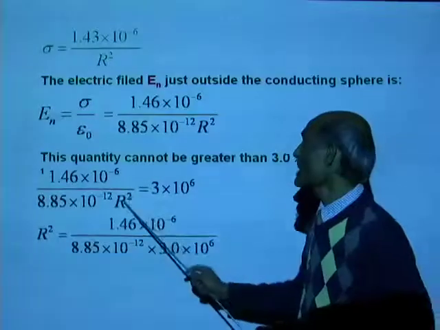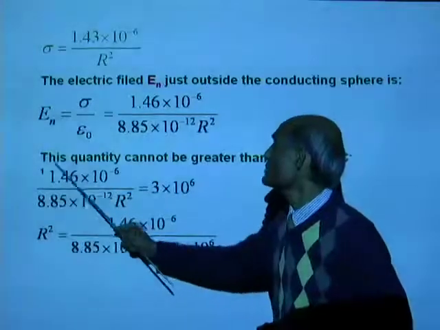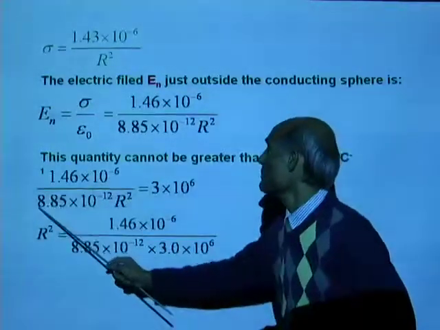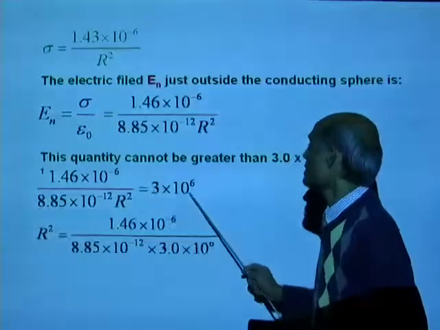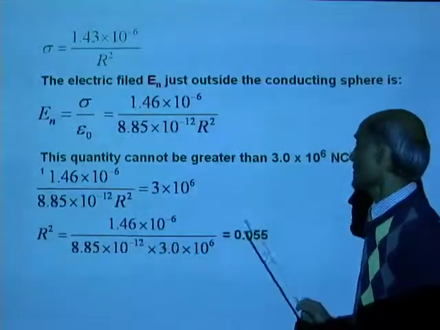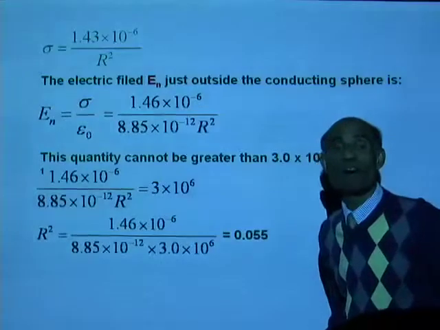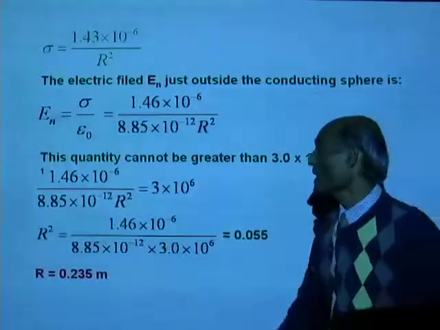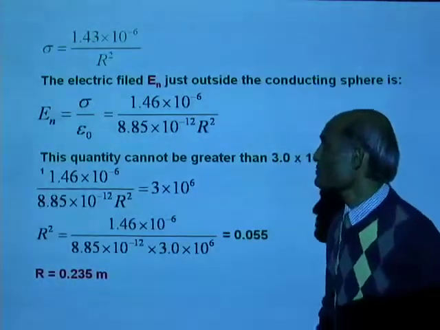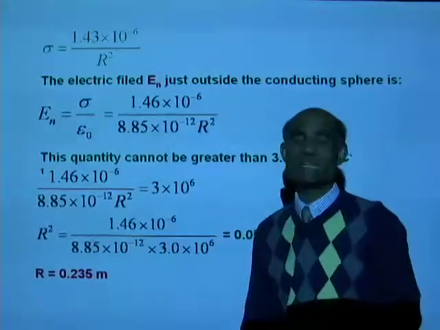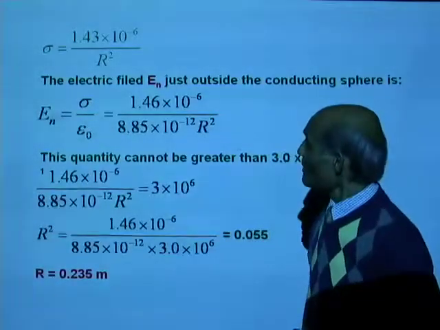We can solve r squared equals this quantity divided by this number times this number, and that will be 0.055, or r equals 0.235 meter. Okay, that's been a good problem.